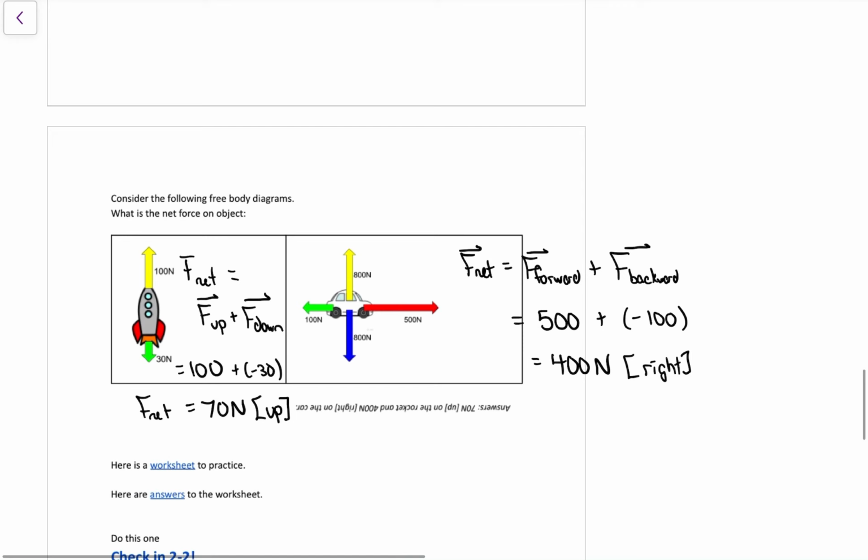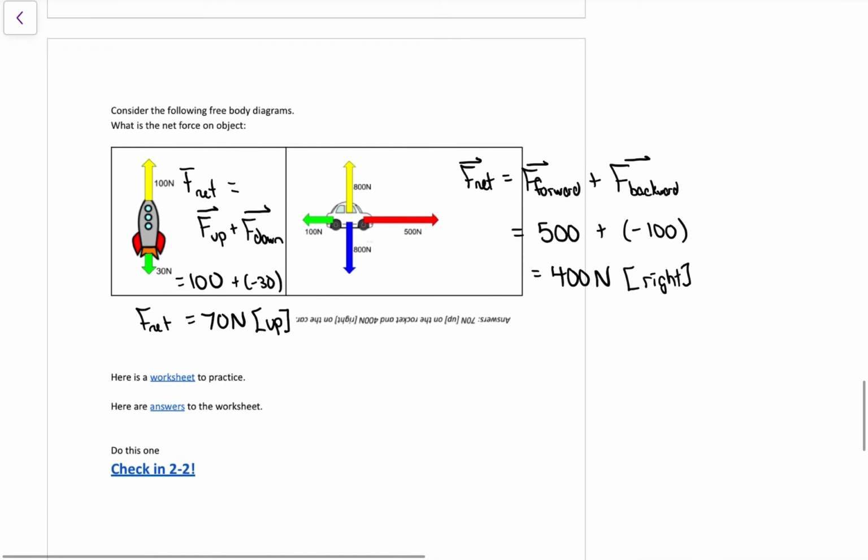That's all that there is to this F net stuff. I think it's a little intuitive. There is a little bit of math, but it's just adding and subtracting.